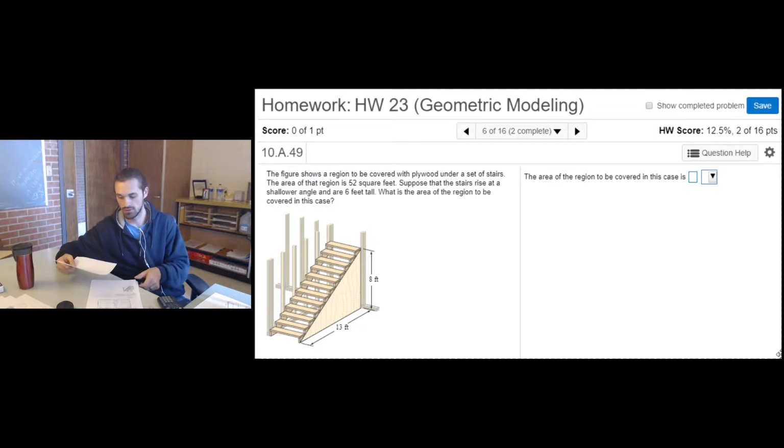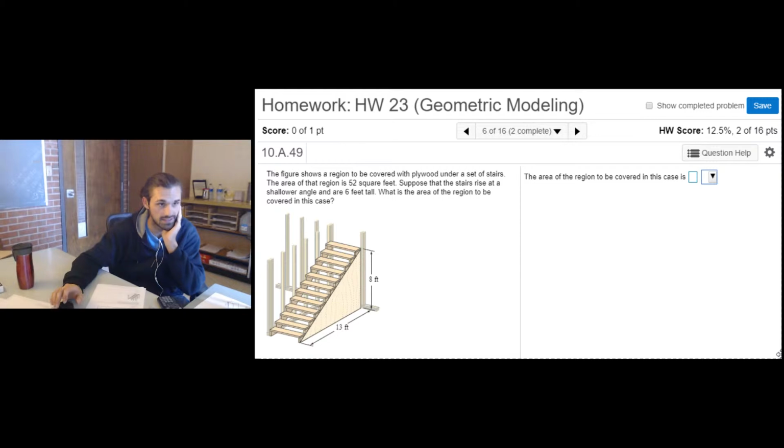All right, so number 6, a nice application of Pythagorean's theorem. The figure shows a region to be covered with plywood on stairs. The area of the region is 52 square feet. Suppose that the stairs rise at a shallower angle and are 6 feet tall. What is the area of the region to be covered in this case?